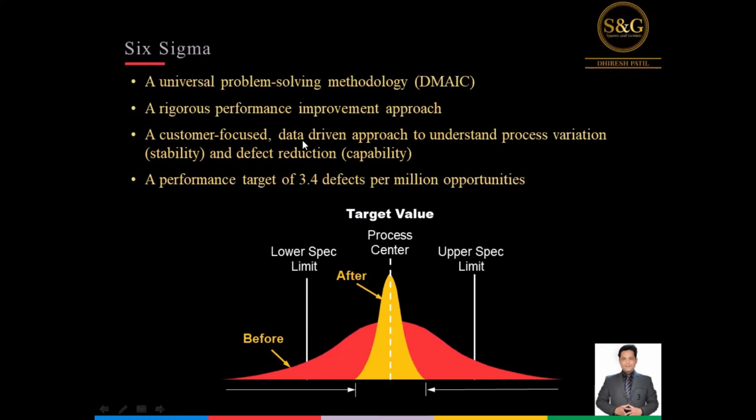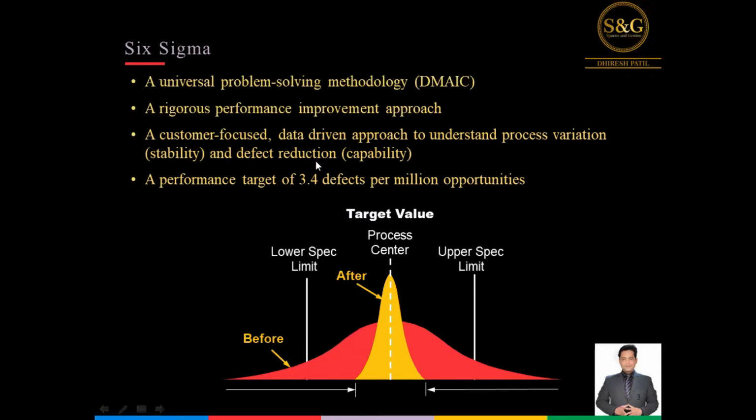A customer focused, data driven approach to understand process variation and defect reduction. Very, very powerful aspect. In Six Sigma, we understand the variability of the process. We understand the causes of the variation. And then we attack the causes to reduce the variation, and thus we actually reduce the defects.